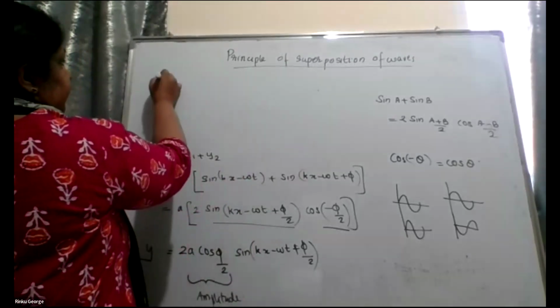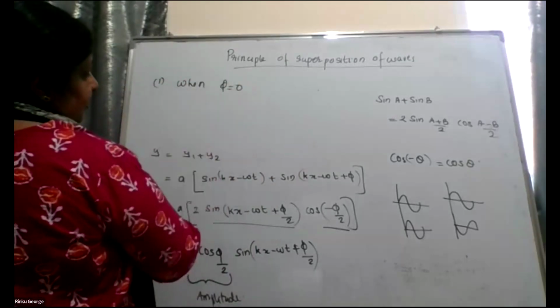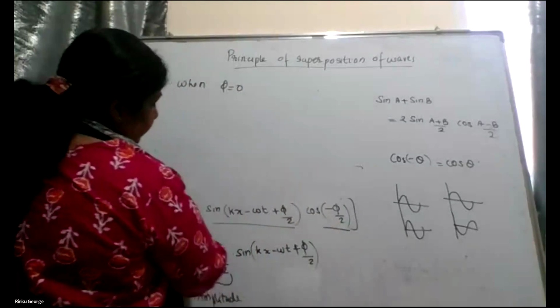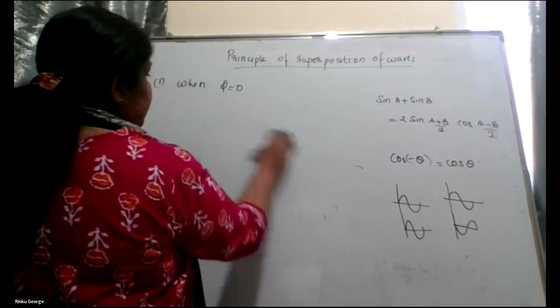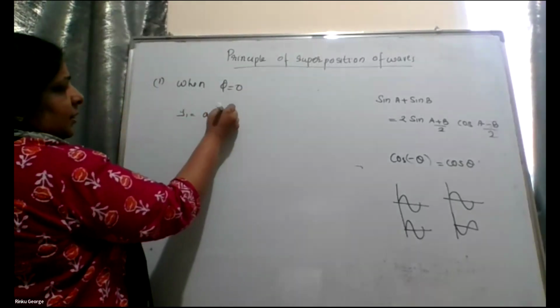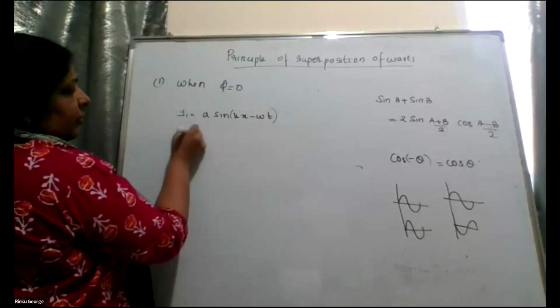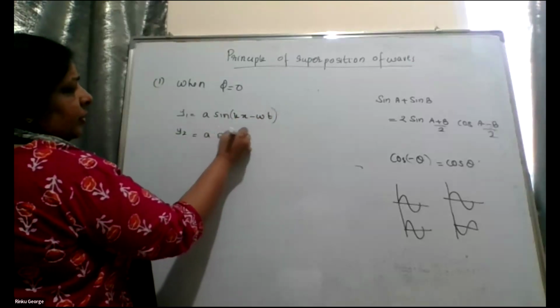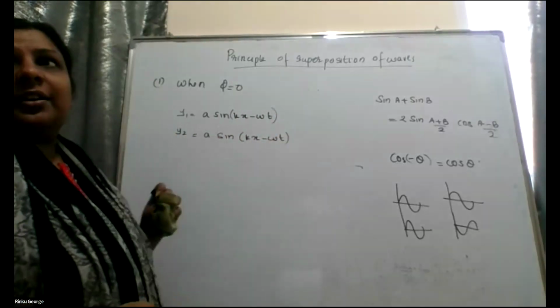First, when phi is equal to 0. When phi is equal to 0, what will happen? What is your y1? A sine kx minus omega t. What will be y2? A sine kx minus omega t.